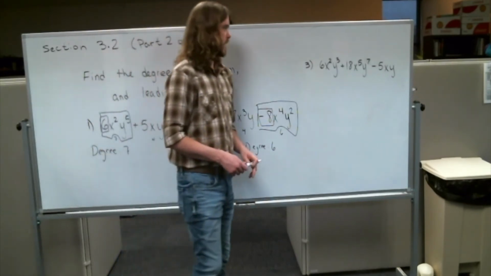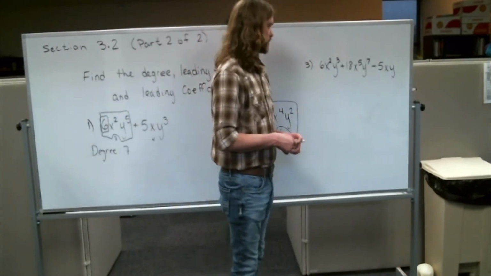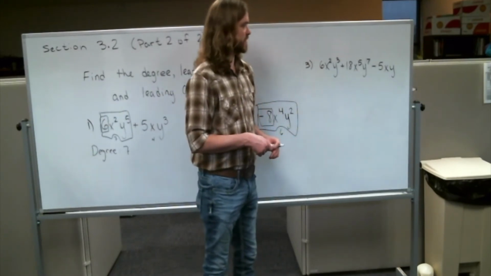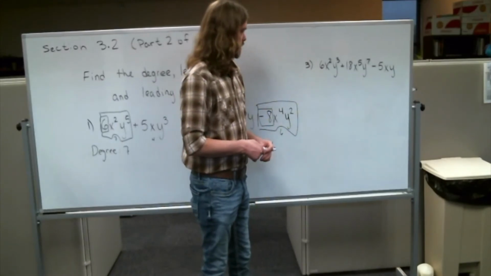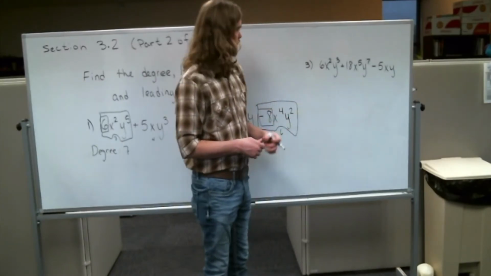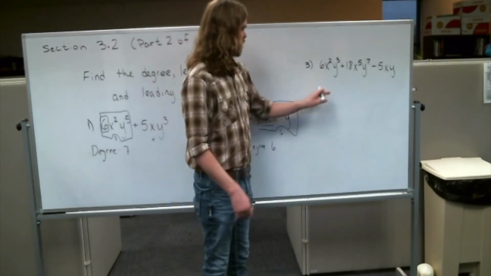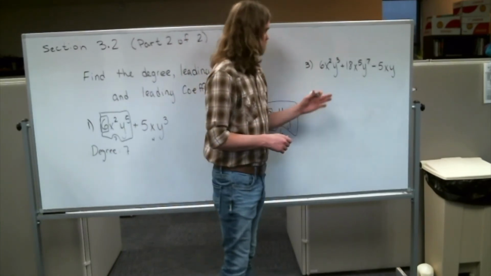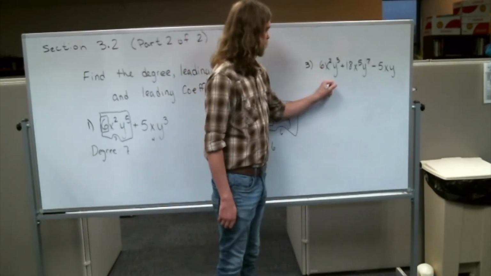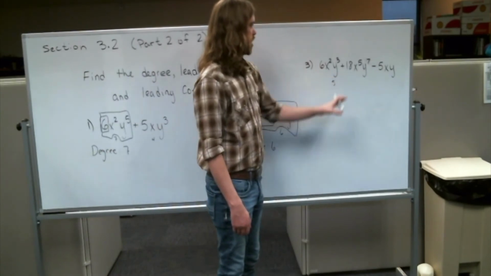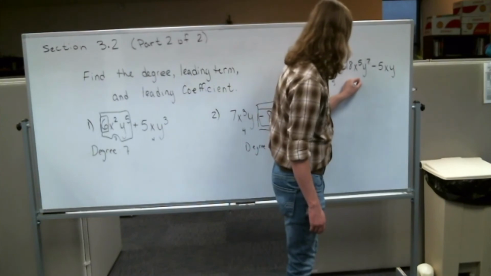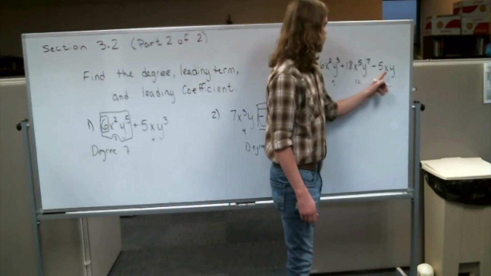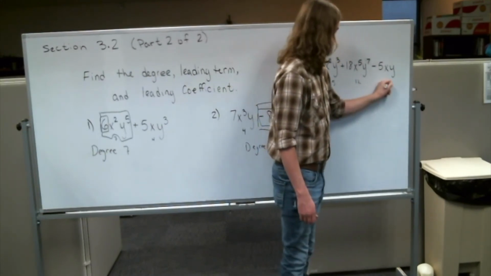For our last example, we have 6x squared y to the third plus 18x to the fifth y to the seventh minus 5xy. We're going to do the same thing we've been doing. So let's figure out the degrees of each term. If we add our exponents, 2 plus 3, that's going to give us 5 for this first term. Our second term, we're going to add 5 plus 7, and that's going to give us 12. And then our third term, we're going to add 1 plus 1, that's going to give us 2.